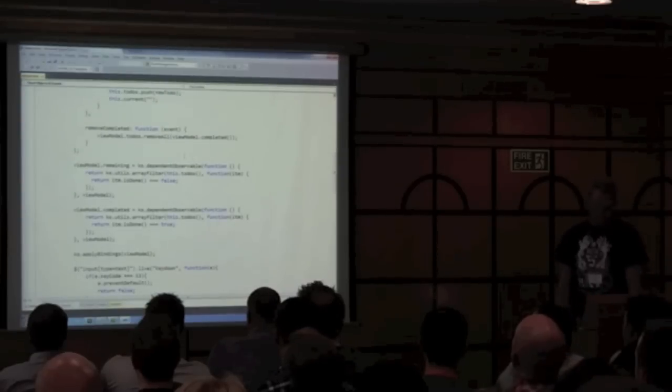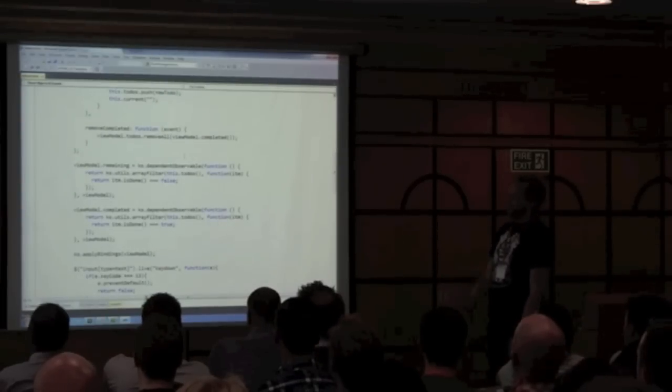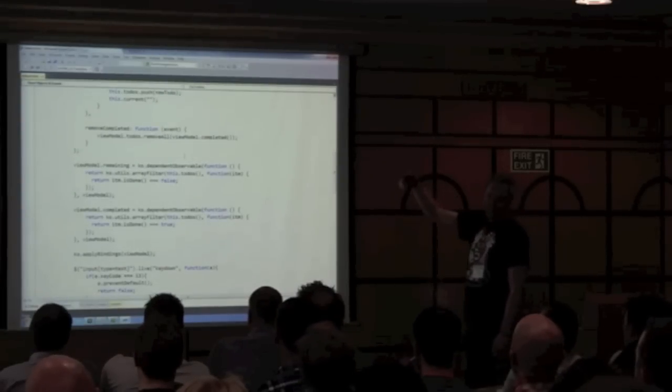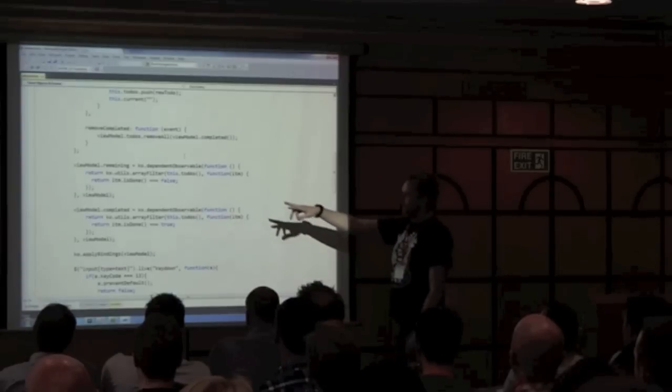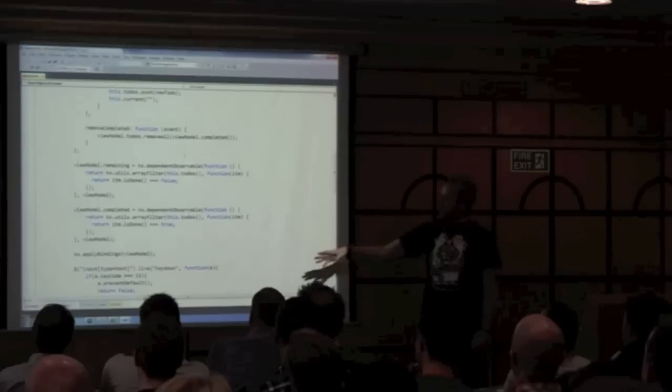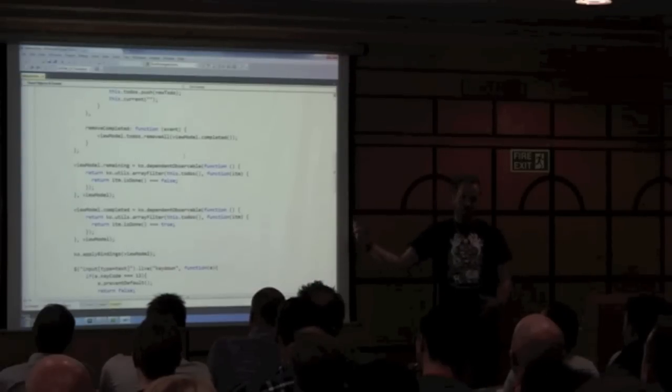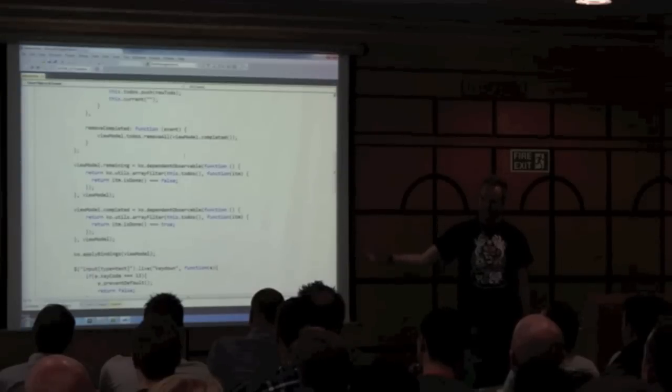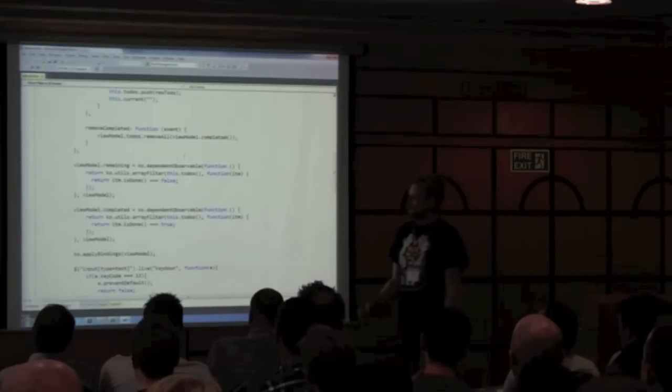On top of that, we've created a couple of dependent observables. So we've got one complete list of all the to-do lists, but we create a couple of dependent observables so that we can easily find how many we've got remaining, what are the ones remaining, and which are the ones that are completed.